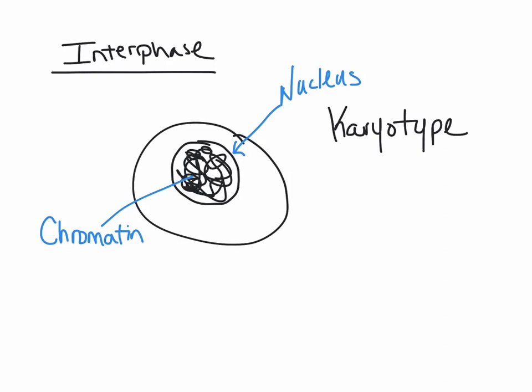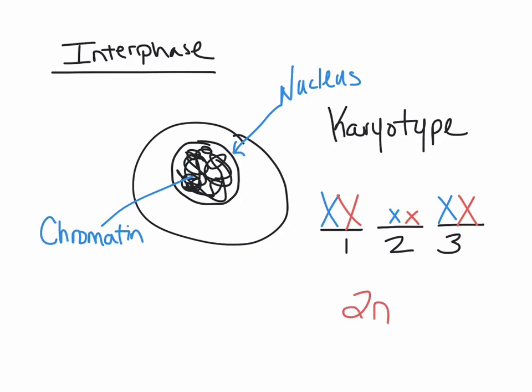For this example, we're going to say that this cell has 3 types of chromosomes. We can sketch a little karyotype of this. After replication, our cell will have 2 of each type of chromosome. So large chromosome, small chromosome, medium chromosome. This means that the cell is diploid. The cell will have a total of 6 chromosomes at the beginning.